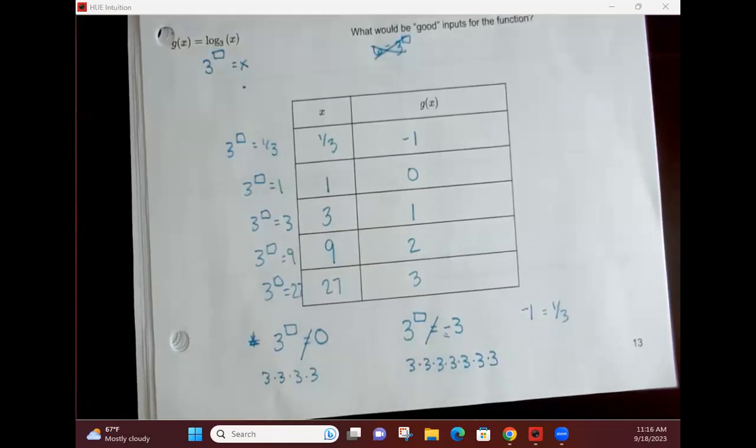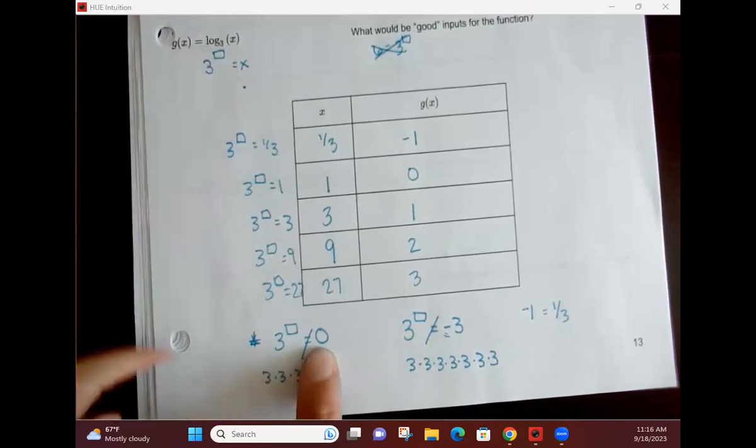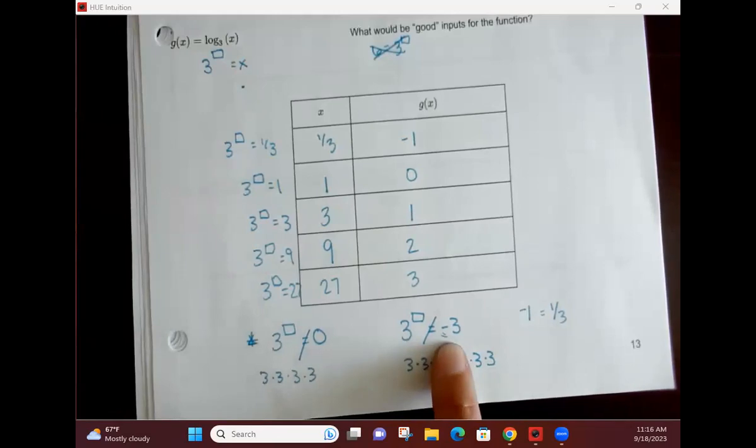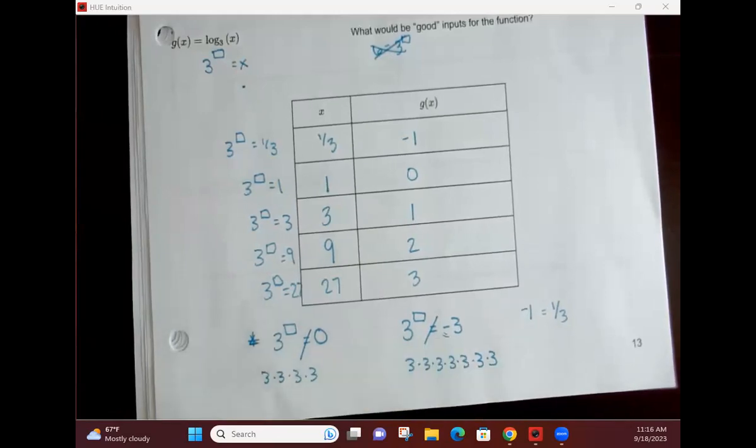Those are the only couple of things that you need to watch for when we're working with logs when I'm evaluating them. I never want the argument to be equal to 0. I never want the argument to be a negative number.